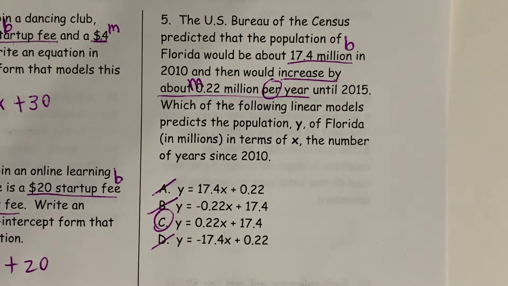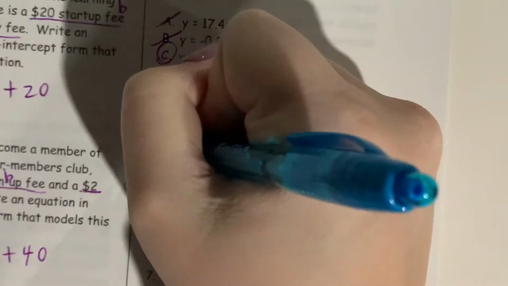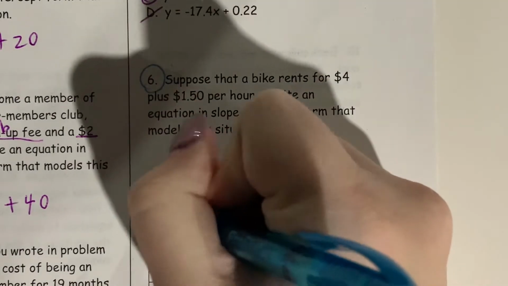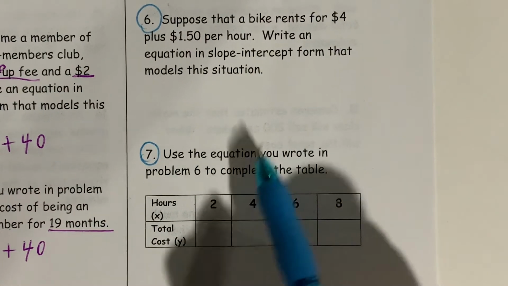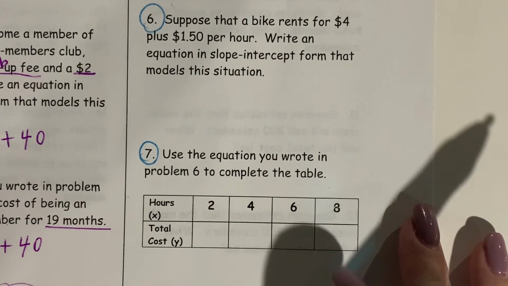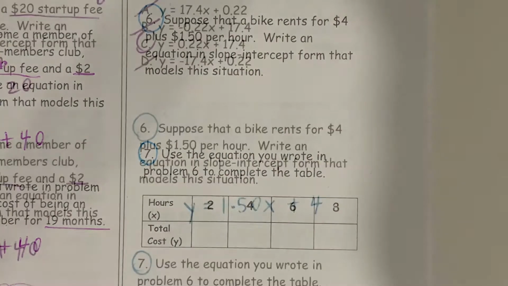At this time, I would like you to go ahead and look at numbers 6 and 7. So in number 6, you will write an equation in slope-intercept form. And then in number 7, you're going to use the equation to try to fill in this table. So at this time, go ahead, pause the video and see what you come up with for you try 6 and you try 7. Let's see how you did.